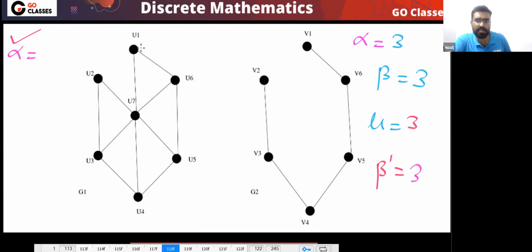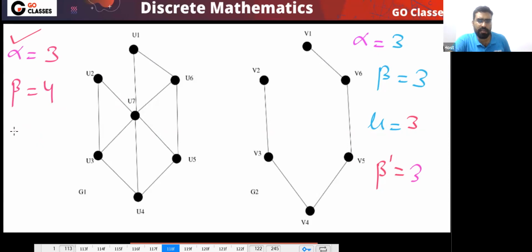So what is the largest independent set you can create? You can take this, you can take this, then you can take this. So finally I think you will create only 3. So I think alpha will be 3. And what is beta? If alpha is 3, then what will be beta? That automatically will be 4.